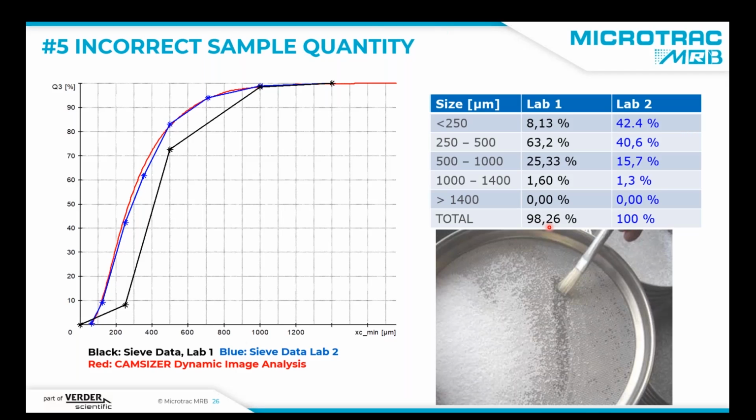It will look something like this. This is an example of an overloaded sieve. You see all these small particles sitting here in the holes, they are stuck in here, and this prevents small particles that are still on the sieve from passing into the finer fraction. So if you see that the sieving is much larger than the image analysis, it's usually an indication of overloaded sieves.